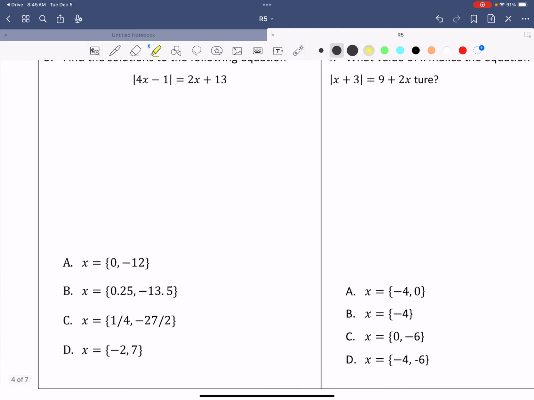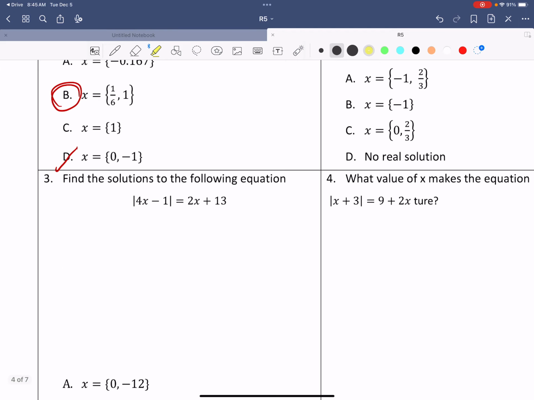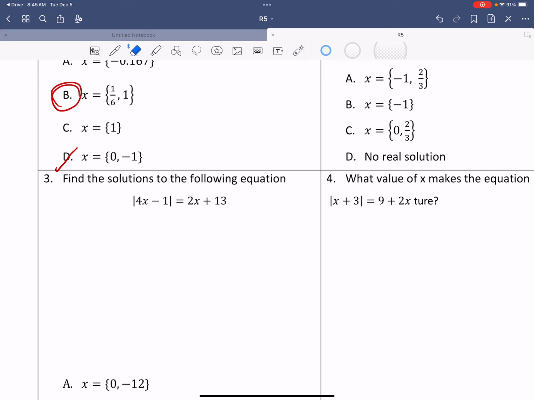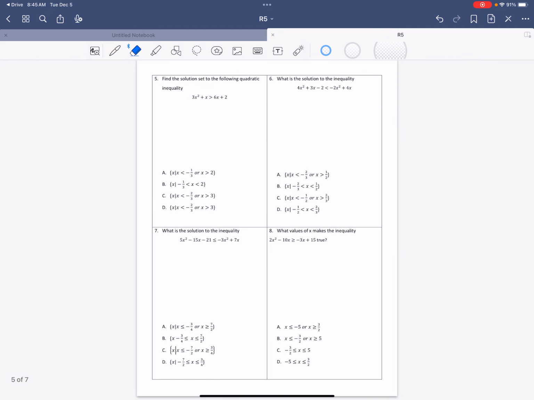why did I put, yeah. When you put this one into decimals, you got to put 4x minus 1 in absolute value. Now you got to flip the sign, right? So it's going to be what? -2x minus 13. That's what you need to put, okay? So keep that in mind. It's very easy.